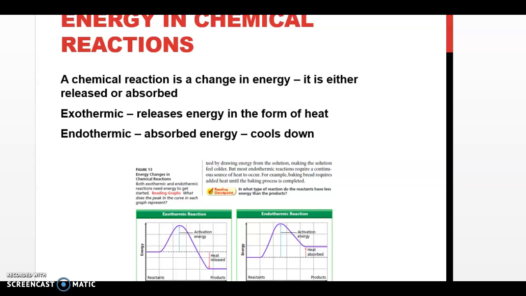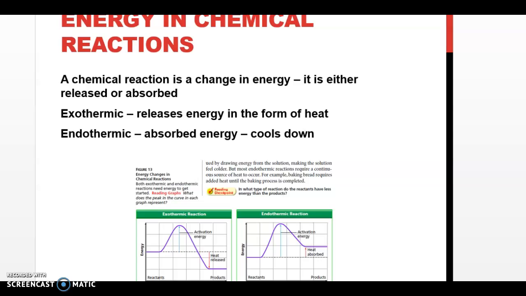So a chemical reaction is a change in energy. It's either released or absorbed. We talked about this before, exothermic and endothermic. If it's exothermic, it releases energy. If it's endothermic, it absorbs energy. So if something heats up when it goes through a chemical reaction, we call it exothermic, or you can feel that heat coming off of it. If it's endothermic, it cools down.